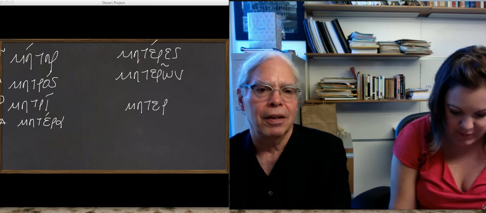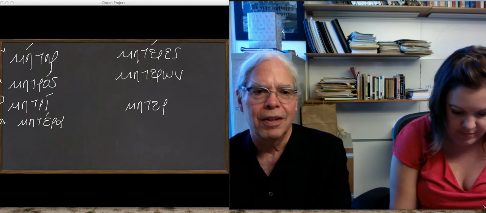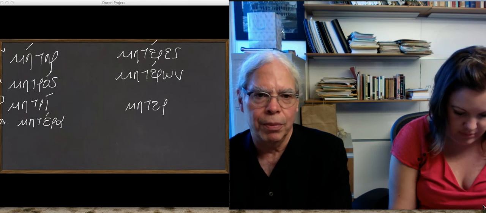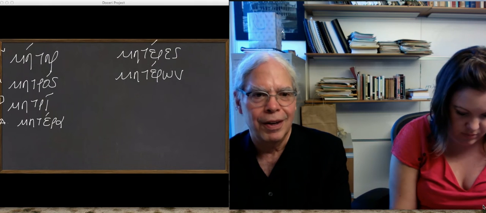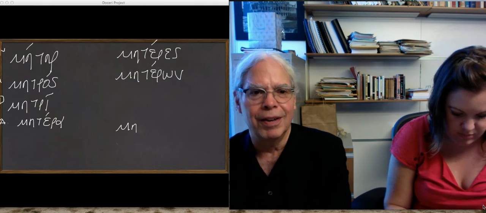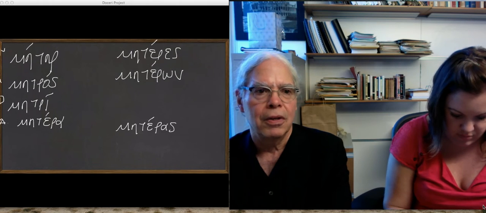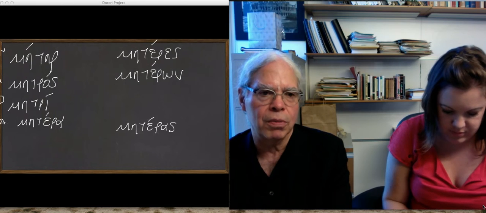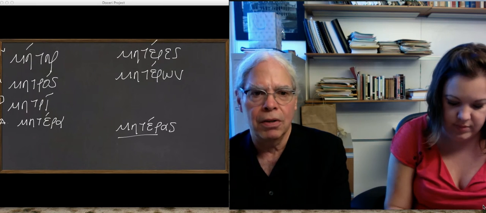Okay. Acute on the E again. So meteres, meteron. Let's leave the data out for the moment. And meteros for the accusative plural. Maybe move it down a little bit. Meteros with an acute again on the E. Okay. So you notice that's a pattern. When the stem is meter, the accent goes on the E. So accusative singular, metera, meteres, meteron, and meteros, okay?